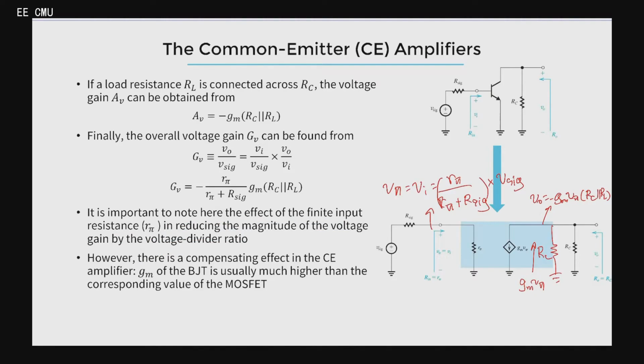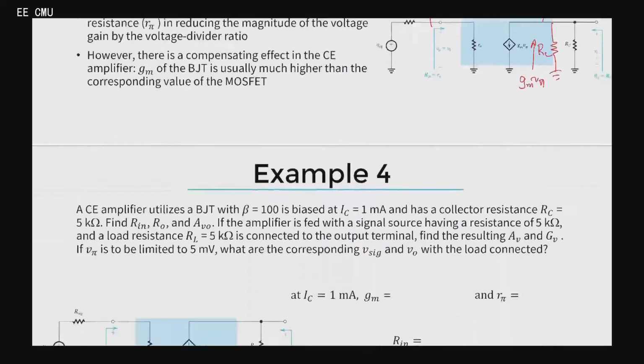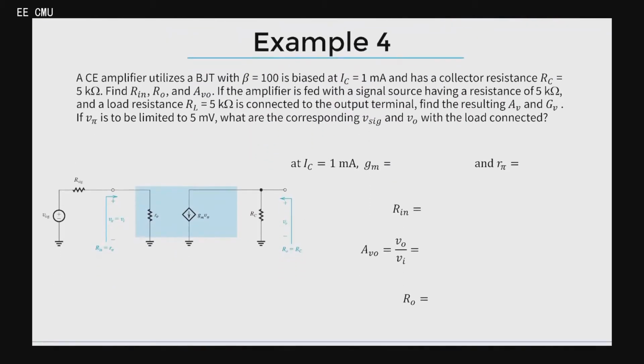However, there is a very important variable that really helps us in these calculations, which is the transconductance, or GM. And for a BJT, it is usually significantly higher than that of a MOSFET, which is a key distinction. Now, let's go ahead and try doing some practice problems together, following example 4 in our set, which specifically covers the common emitter configuration. Using a BJT with a beta of 100, an IC of 1 mA, and a collector resistor RC of 5 kilo ohms, we need to find its various properties.